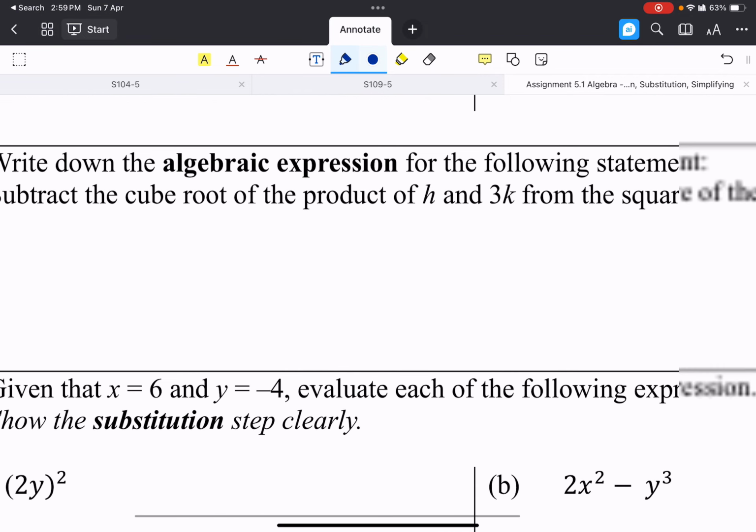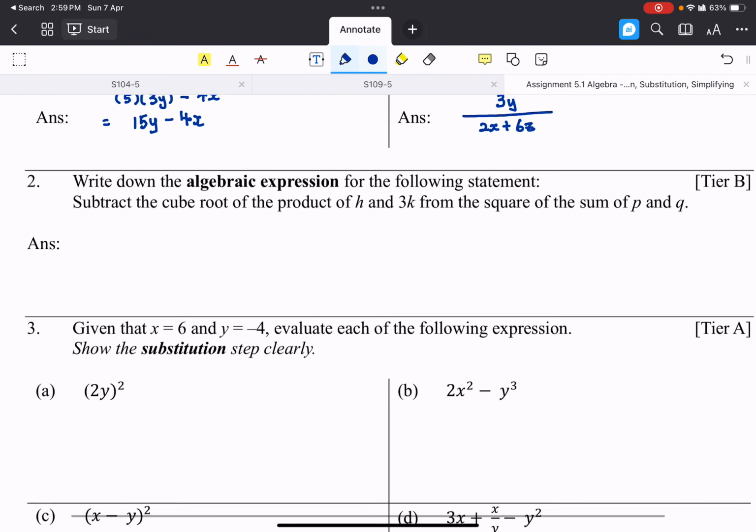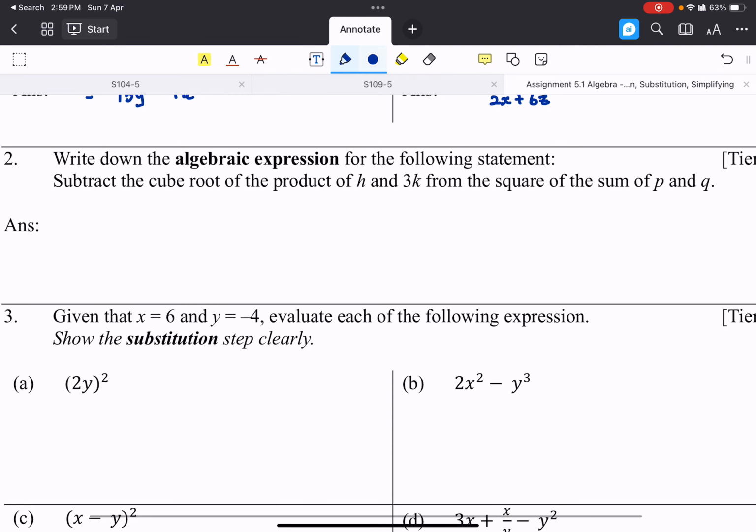Question 2, we are supposed to, let me zoom properly, write down the algebraic expression for the following statement. We're going to subtract the cube root of the product of h and 3k from the square of the sum of p and q. So there are lots of parts over here, right? So let's figure them out.